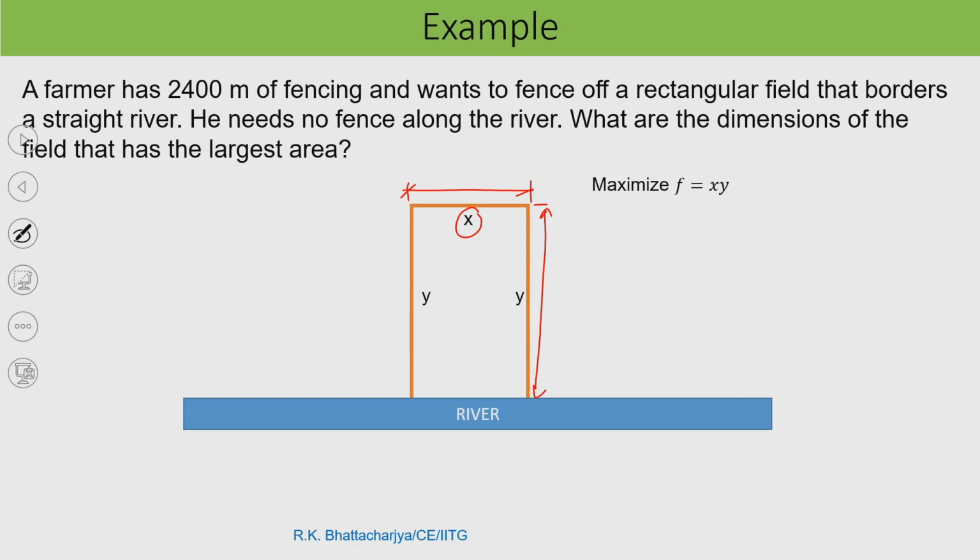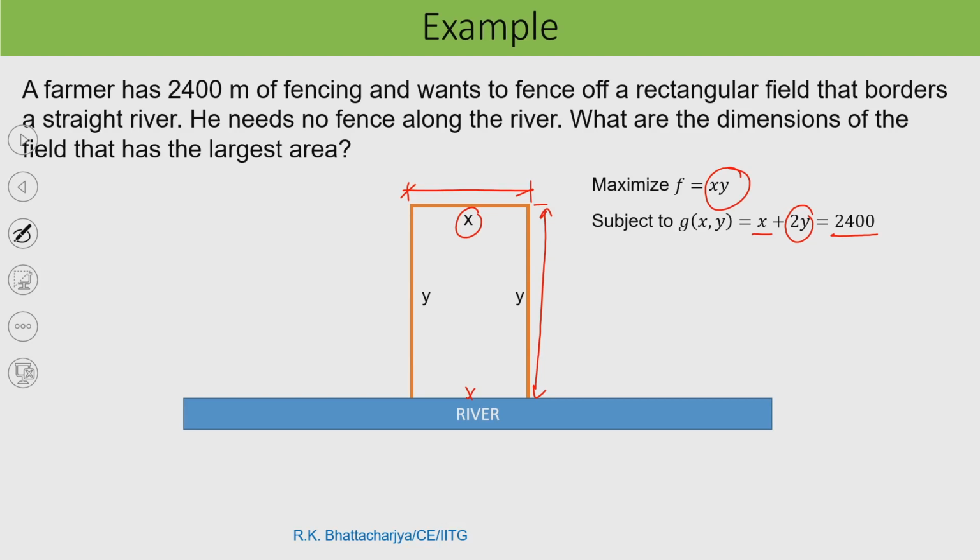Therefore, I would like to maximize the area. So, what is your area? x into y. Okay. So, this is my objective function, but there is a constraint. What is the constraint here? The constraint is x plus twice y. Okay. This x plus twice y is the perimeter. On the river side there is no fencing, on the other three sides we have fencing. So, x plus twice y should be equal to 2400.